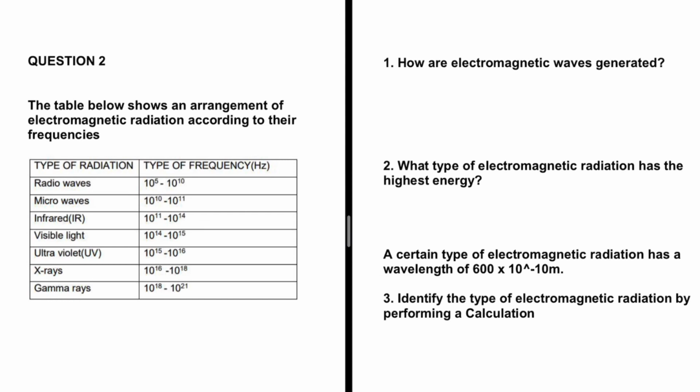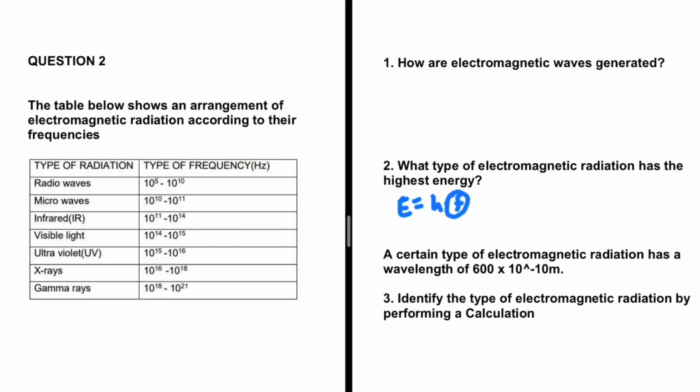The second question, what type of electromagnetic radiation has the highest energy? We know that energy is equal to Planck's constant multiplied by the frequency. So the higher the frequency, the higher the energy. So it's just a matter of going to the table and seeing which type of radiation has the highest frequency.